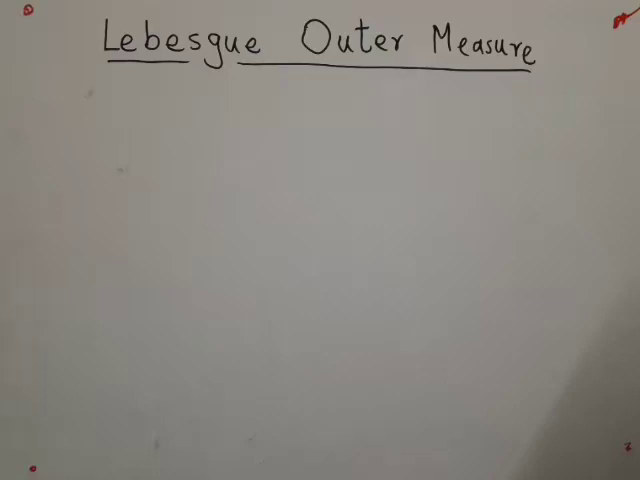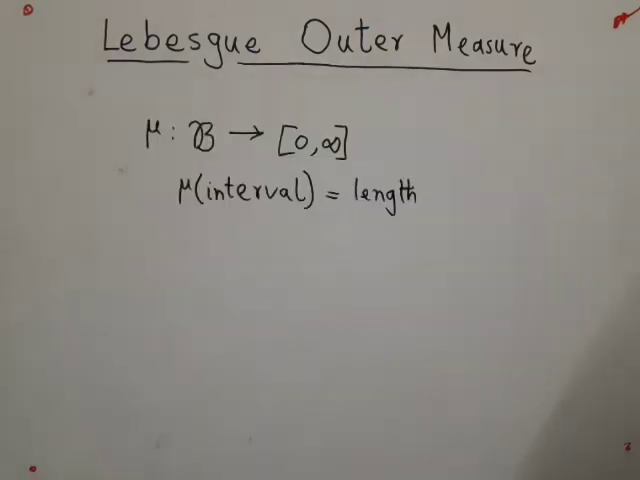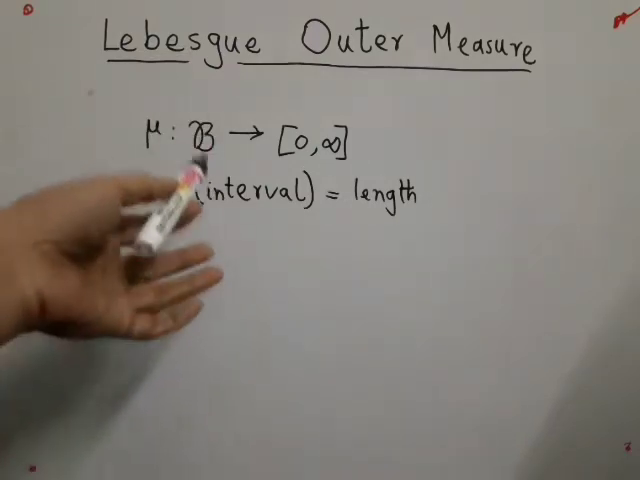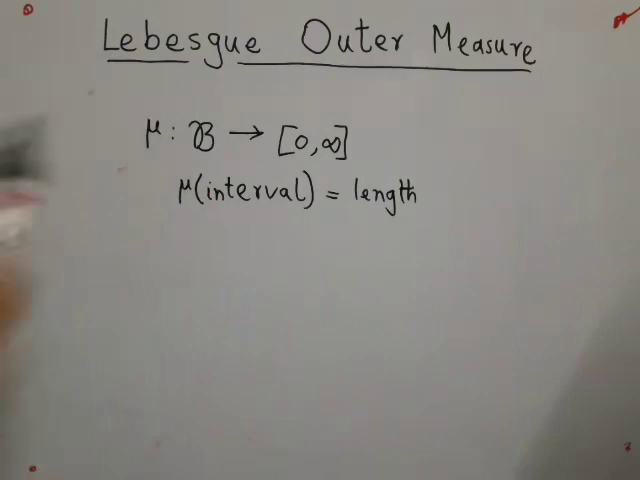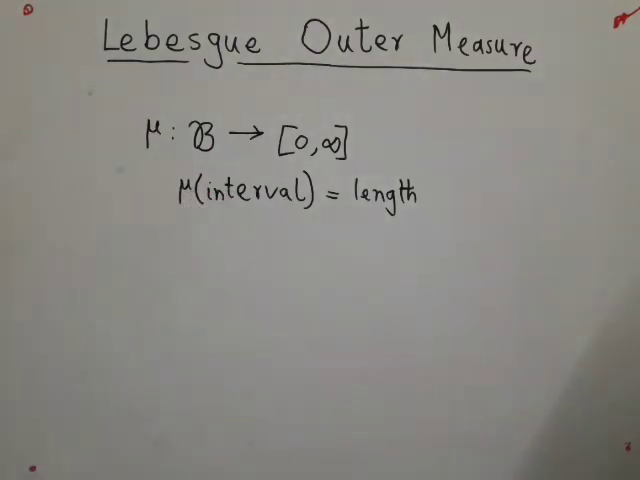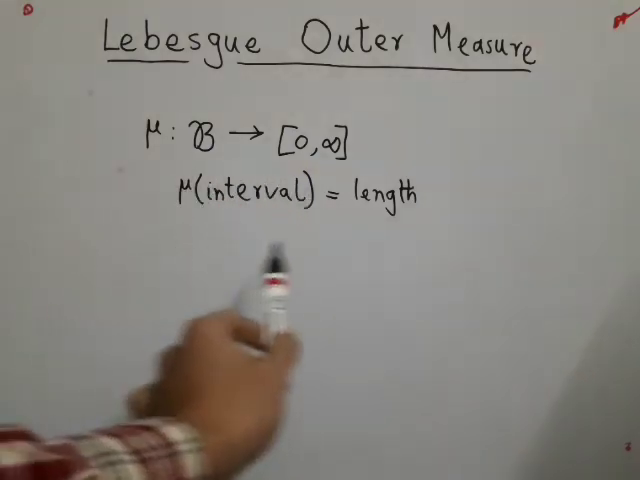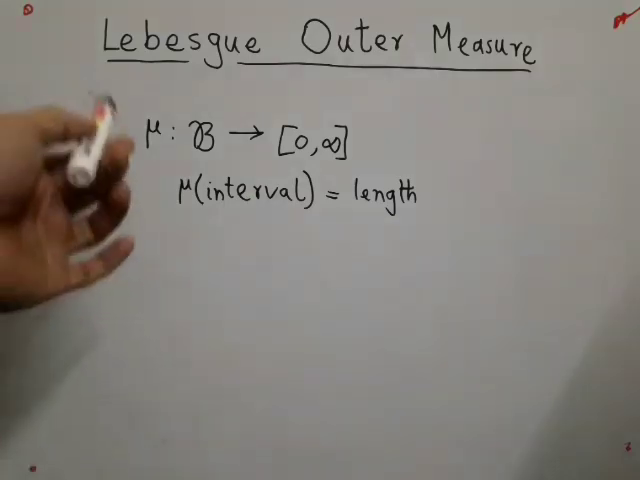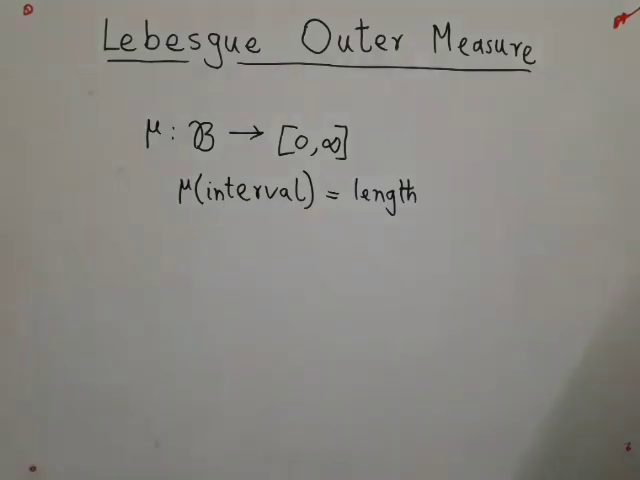Well, in the last video, we learned about the Lebesgue measure, and we saw that the Lebesgue measure is defined on the Borel sigma algebra. Of course, it can be defined over something else also, but it is typically defined over the Borel sigma algebra, takes values in the extended non-negative reals, and it coincides with our usual notion of length for intervals. And since it's a measure, it is countably additive, etc.